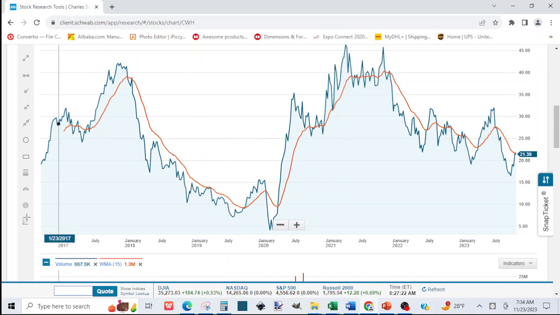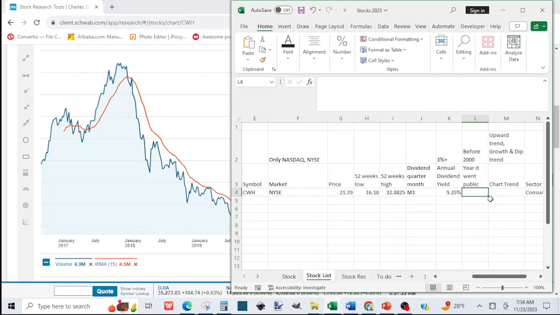You want to copy the year it went public, and if you put your mouse at the start of the chart, you will see the year is 2016, or you can just go with the first date mentioned at the bottom of the chart. So we are going to put 2016, and you can see right there that we want companies that went public before 2000, and this one is 2016. Therefore, it didn't pass that criteria.